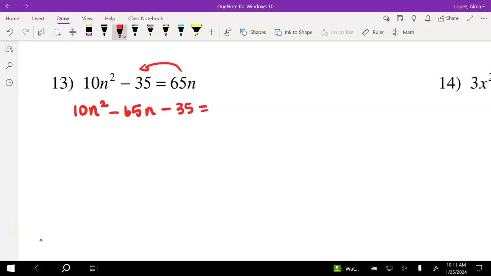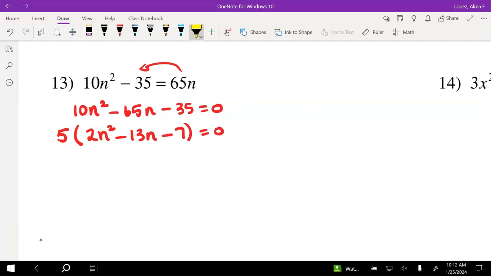Minus 35 equals 0. Now I notice all of the numbers end in 0 and 5, so definitely there's a greatest common factor of 5 that I can take out ahead of time. That is going to be factored out of every term, so when I factor the 5 out of the first term, it's going to leave behind a 2n squared. When you factor 5 out of a negative 65n, I'm left with negative 13n. And when I factor the 5 out of the negative 35, I'm left with a negative 7.